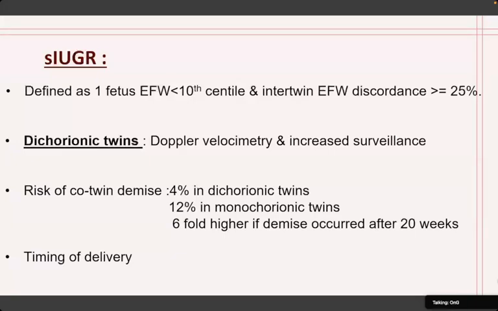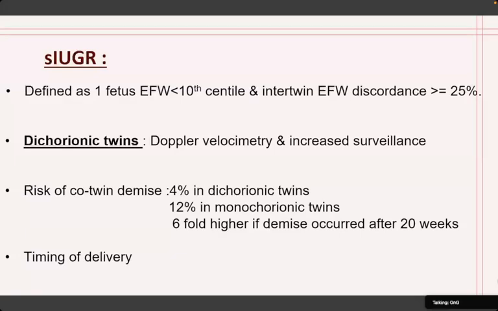In dichorionic twins, selective IUGR is treated similarly to singleton pregnancies, where Doppler studies and increased antenatal surveillance are instituted. However, since the fetuses do not share a placenta, evaluation can be done separately, and selective IUGR doesn't necessarily pose a risk to the healthy fetus. A meta-analysis showed that when demise of one twin occurred, the risk of co-twin demise was 4% in dichorionic twins and 12% in monochorionic twins.